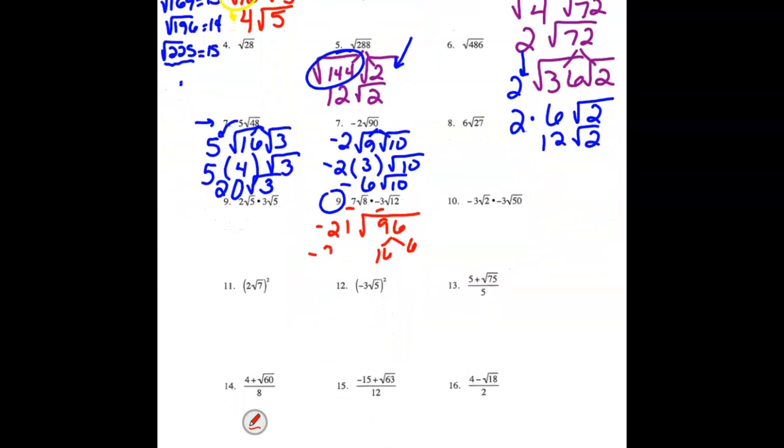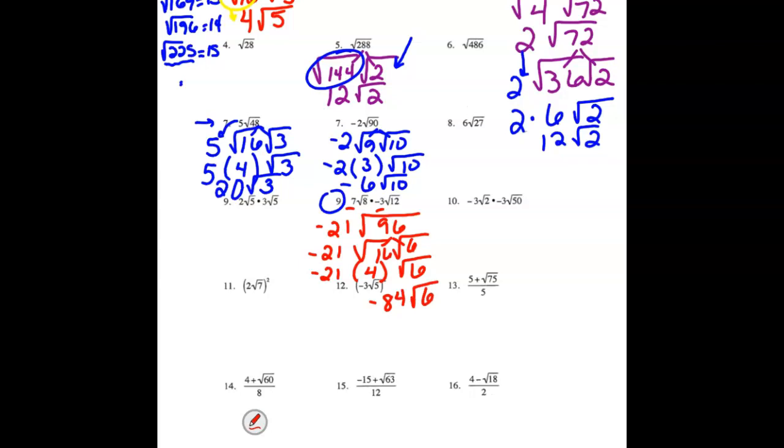So now we have a negative 21, we have a square root of 16, and a square root of 6. The square root of 16 is a 4. The square root of 6 is not perfect. We're going to leave it inside. And now when we multiply the numbers that are out front, that are outside of our square roots, negative 21 times 4, we'd get negative 84 square root of 6.